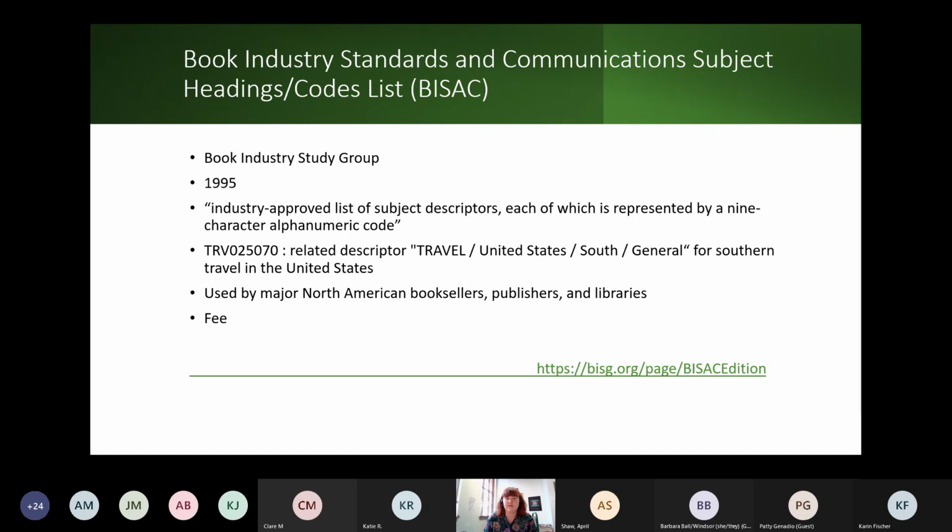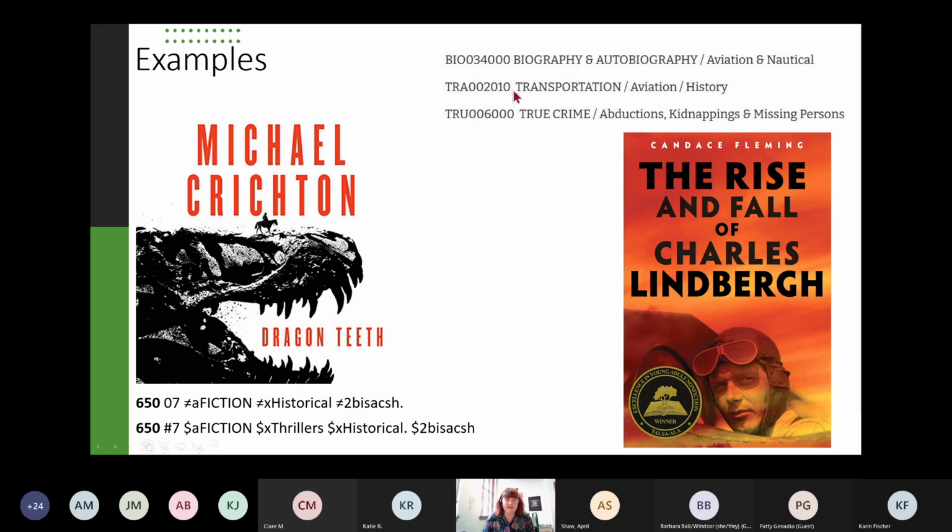These codes and subject headings are typically used in bookshops by booksellers and publishers. That's why it often shows up in that publication data, and also in libraries. Unfortunately, there is a barrier to this in that there is a fee for the manuals. And I don't know what the exact updating process or change proposals require for this. But there are more examples here. Here we have some historical fiction on the left and some nonfiction on the right. So you can see in here we have the code that associates with the actual heading. Here we have the 650 fields that reflect these headings.